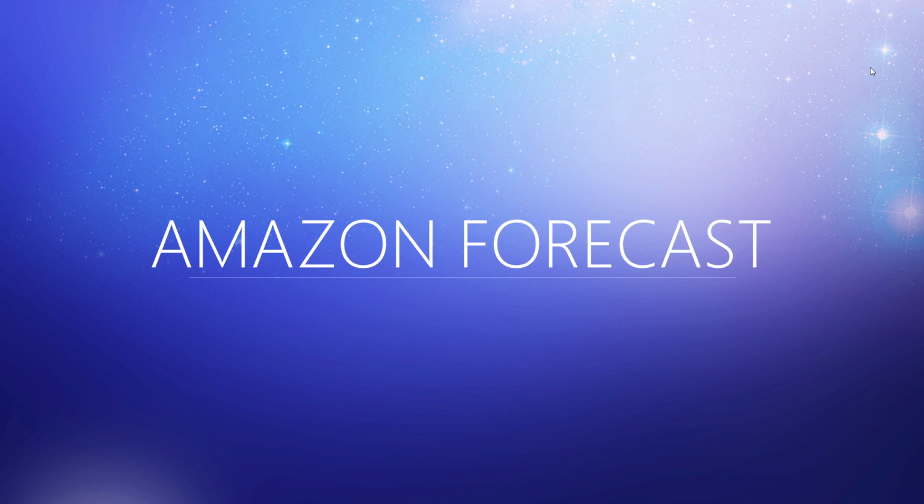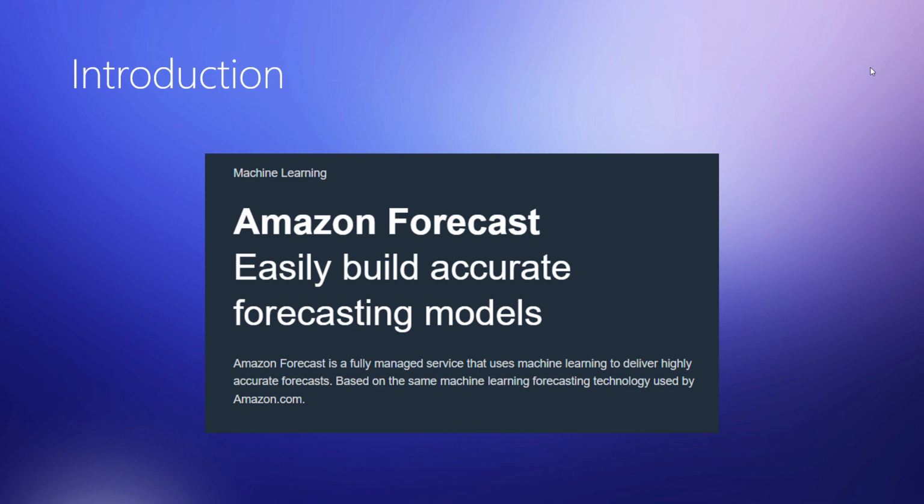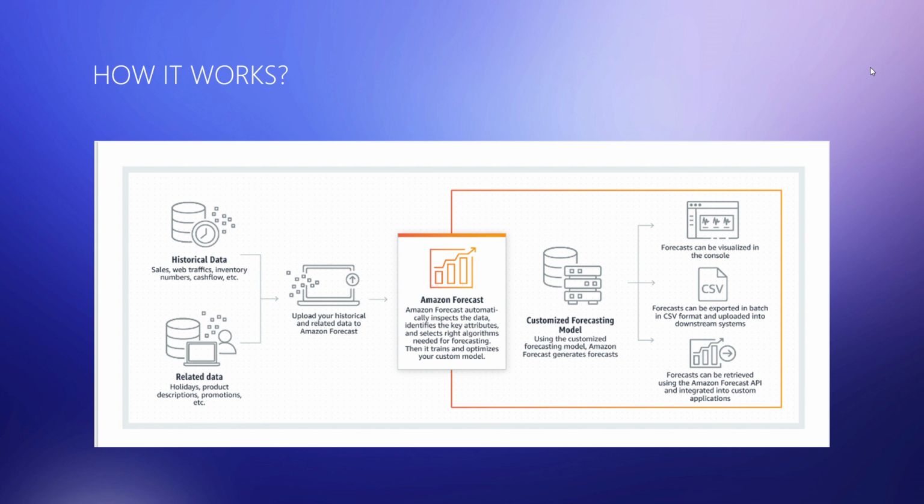Today we are going to learn about Amazon Forecast. Amazon Forecast is a fully managed service that uses machine learning to deliver highly accurate forecasts based on the same machine learning forecasting technology used by Amazon. How does it work? Historical data and its related data are uploaded into Amazon Forecast. Now Amazon Forecast trains a prediction model from which you can visualize the outputs.